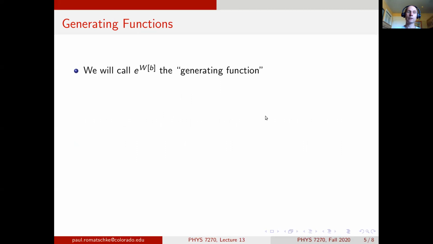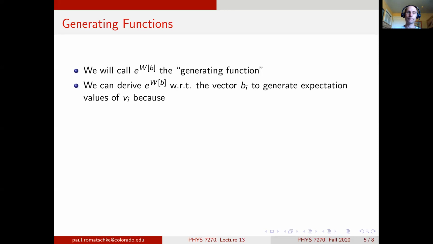In the following, I will call e to the power of W of b the generating function. It's called the generating function because I can use this function to take derivatives with respect to the vector b, and I can use this function to generate expectation values of the field vi. This is true because if I take the derivative with respect to bi of my generating function, I can pull through the derivative.